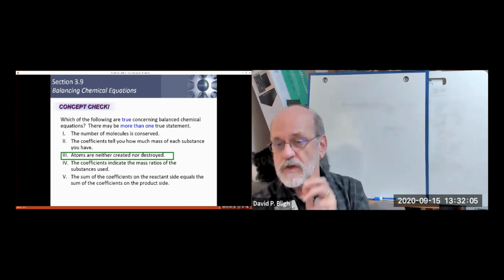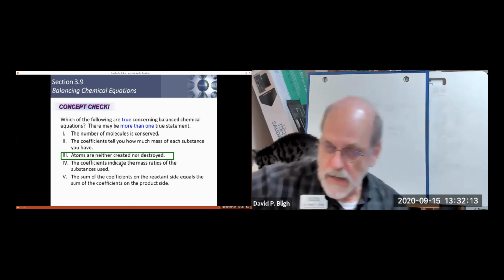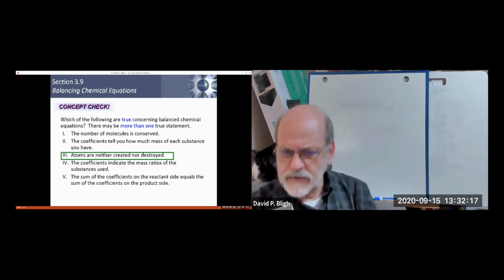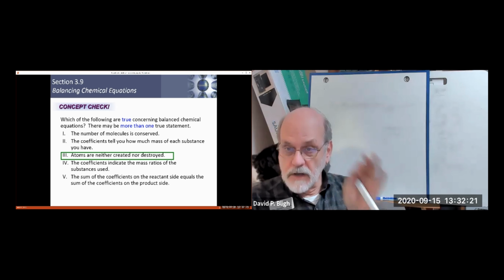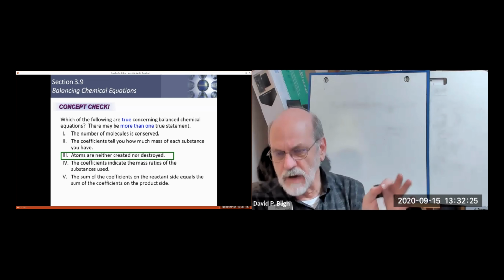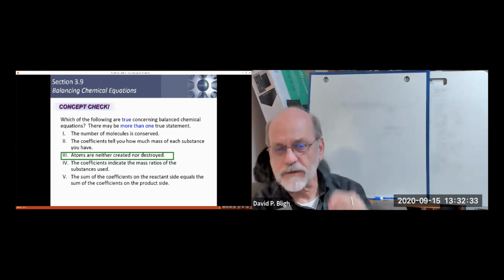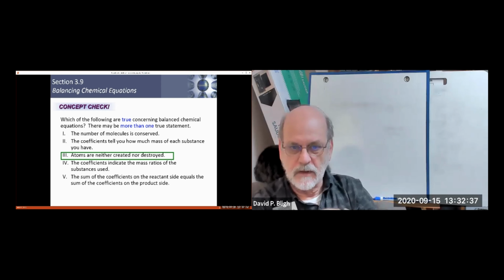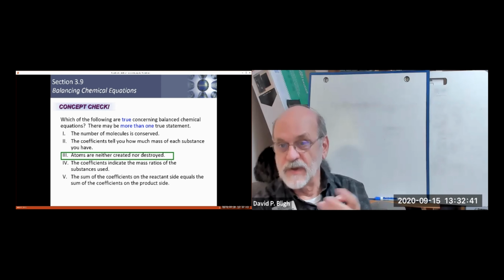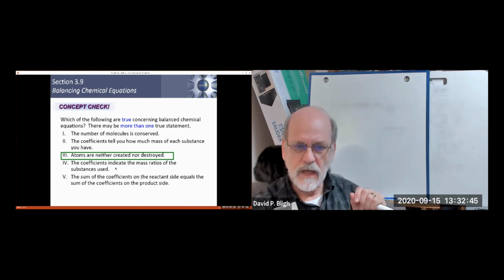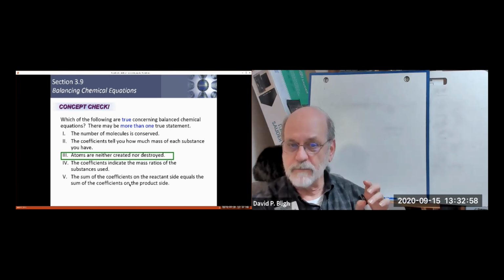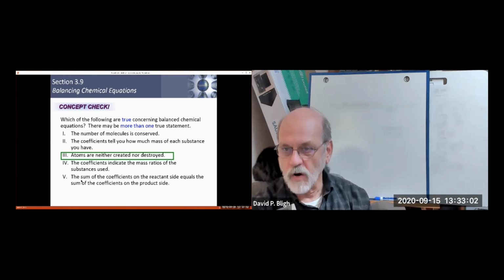No. Coefficients only tell you either the numbers of atoms and molecules or the numbers of moles. So an equation, on the surface, only relates numbers to numbers, whether it's numbers of atoms and molecules, a number of atoms of elements on either side, or number of moles. That's the only thing that it relates when balanced. Now you can use it to relate masses, but that's a procedure I'll have to show you. The coefficients indicate the mass ratios? No, we just said that was wrong. The sum of the coefficients on the reactant side equals the sum of the coefficients on the product side? No. That's another way of saying that molecules are conserved. So 1, 4, and 5 are all wrong for the same reason.